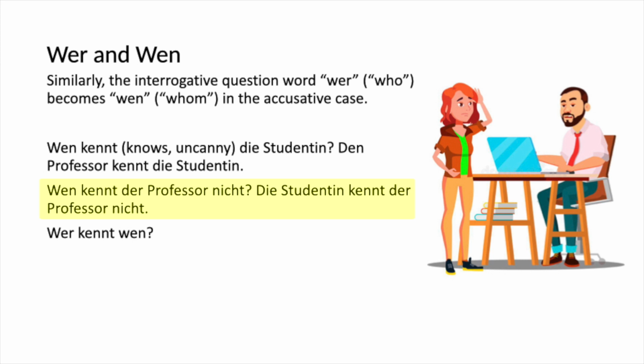Here, die Studentin might look like the nominative case because it seems to be the same article, but we know based on the way that the question was framed that the professor is the one doing the knowing, and the one who is not known here is the student who is in the accusative case but appearing at the front of the sentence. And we can ask, wer kennt wen? And that is the question, who knows whom, that we will finish this lesson with.